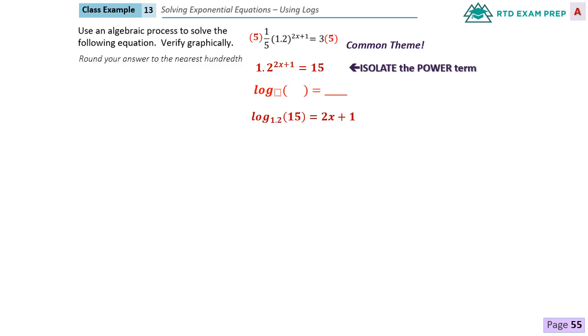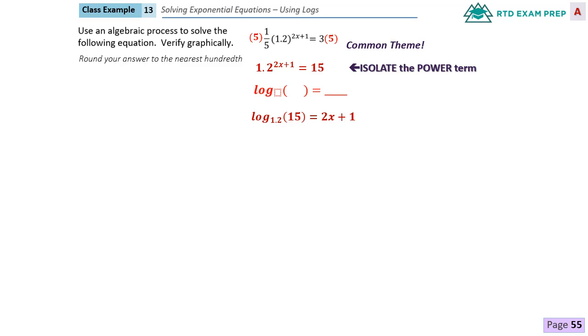When we convert to log form, the base of the exponent becomes the base of the logarithm, and the exponent itself, the 2x plus 1, becomes the answer to the logarithm. So that 15 is our argument. So we end up with log base 1.2 of 15 equals 2x plus 1.